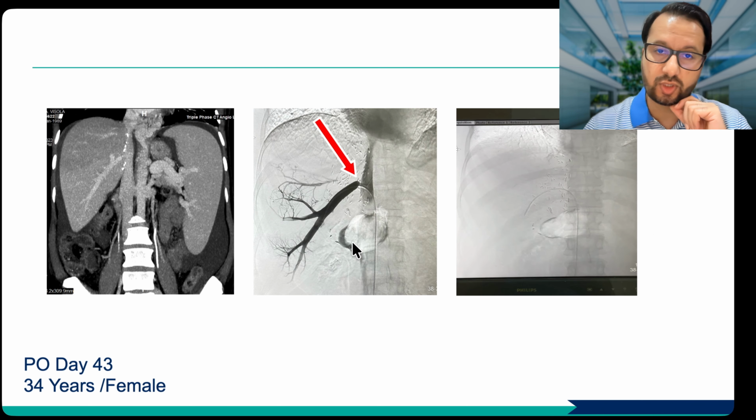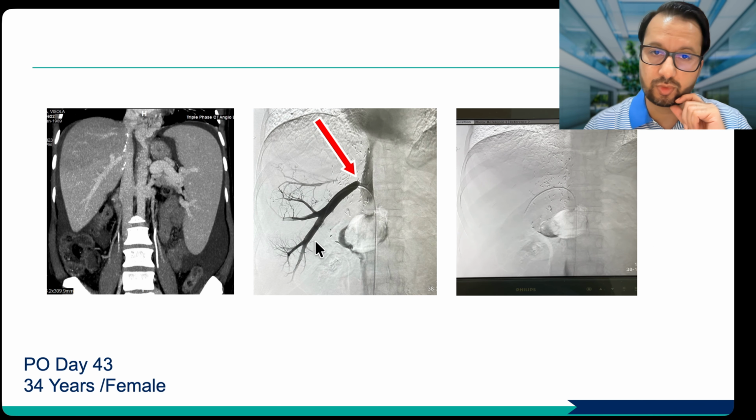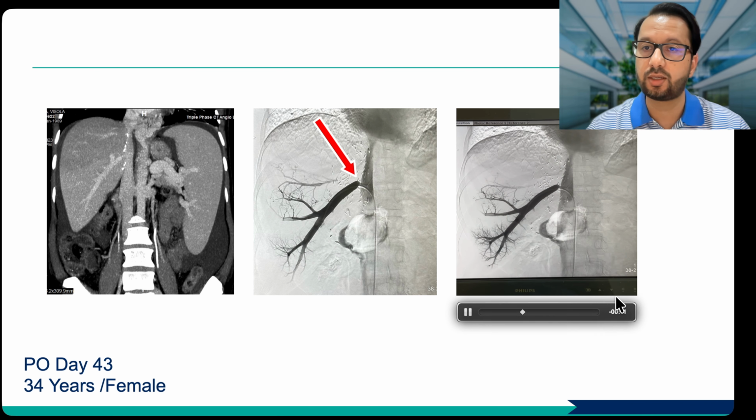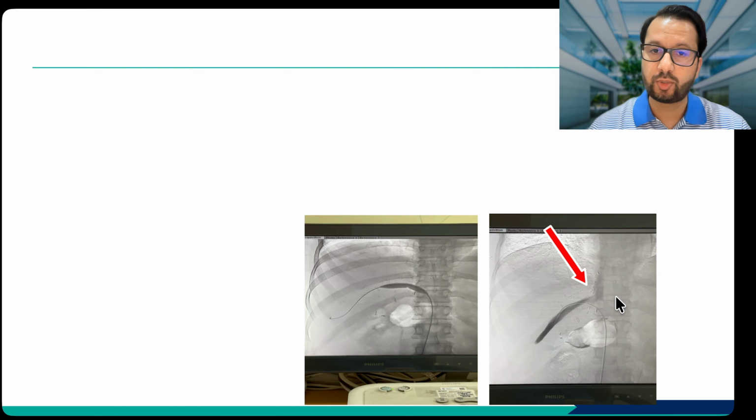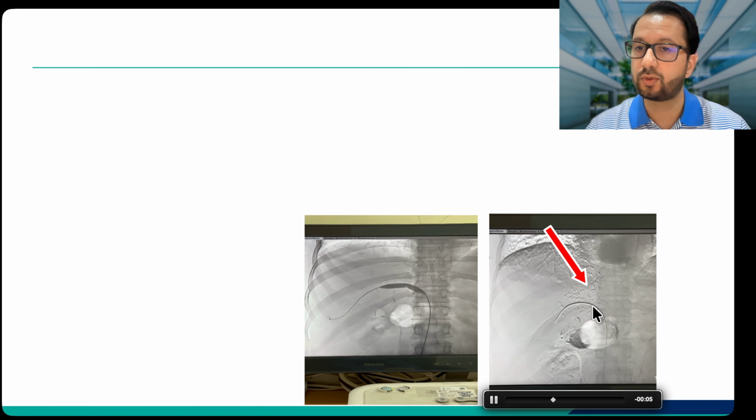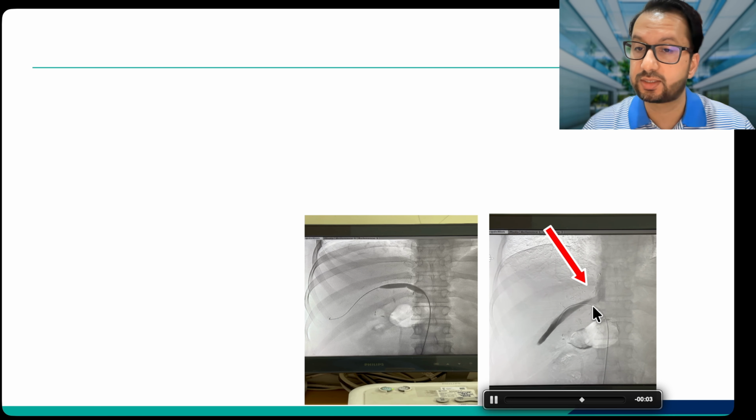When we did angiography of the same patient, we were able to see that there is significant stenosis at the IHV ostia. We dilated it with a balloon angioplasty, and after angioplasty there was excellent flow, and the ascites disappeared within days.